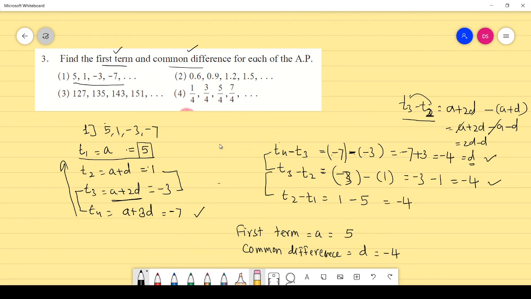Now I told you, just write T1, T2, T3, T4 with their formulas and their values, and from those values you will get the first term, right? And subtracting every consecutive term, when you subtract two consecutive terms, you will get the common difference D, right? So I am solving the last problem for you.